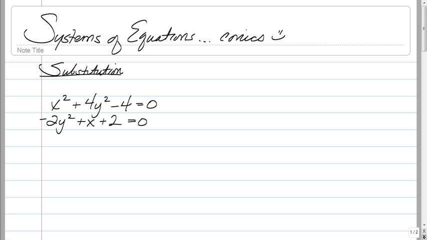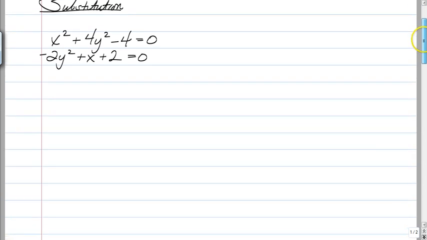So these notes have 4 examples. I'm going to do 1 substitution, 1 elimination, and we're going to save the other 2 for class. So you can try them on your own if you would like, of course.